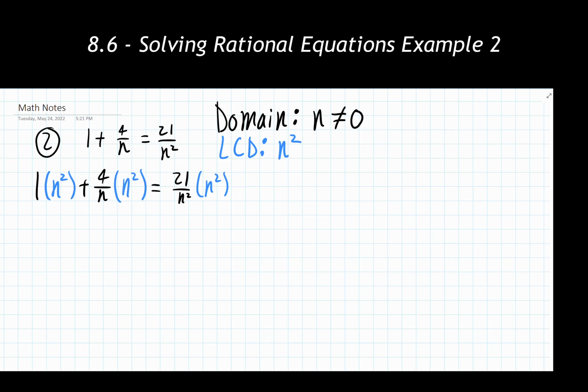For our second one, we're going to have one of the n's cancel in each of those. And then on the right side of the equation, I have an n squared and n squared. Those are going to cancel. They each become 1. And now all of my fractions have been eliminated. I'm now left with n squared plus 4n equals 21. Again, just multiplying what's left over here.